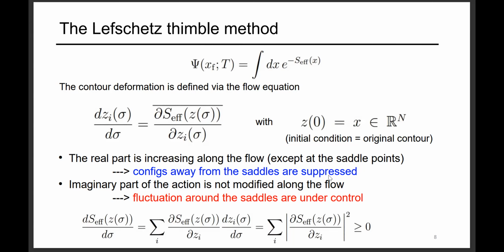Okay. Sorry. By the way, the definition of the saddle points is that the derivative of the action is 0. So at the saddle point, it is not exponentially suppressed. And the second nice property is that because this change of the action is positive definite, it means that the imaginary part of the action is always 0. So the change is 0. So the imaginary part is not modified along the flow. It means that the fluctuation around the saddles are under control. So we do not change any phase, the structure of the complex phase along the flow.